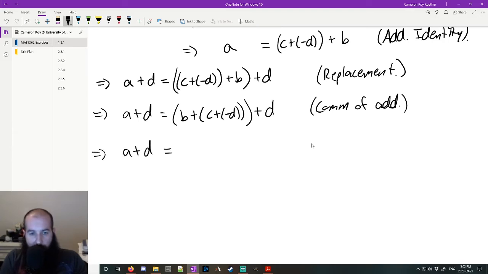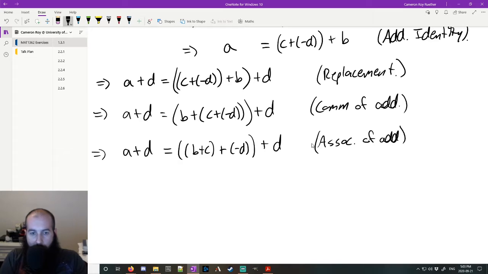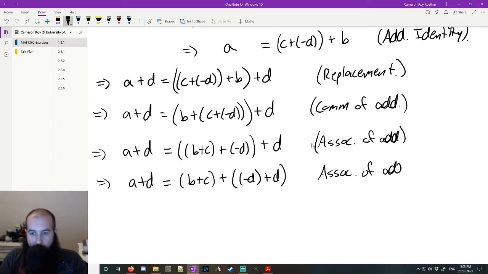Now we can group together this b and this c, by associativity. And now we can move the large outer brackets with associativity. Now here, again, we have negative d plus d. We know that's 0.